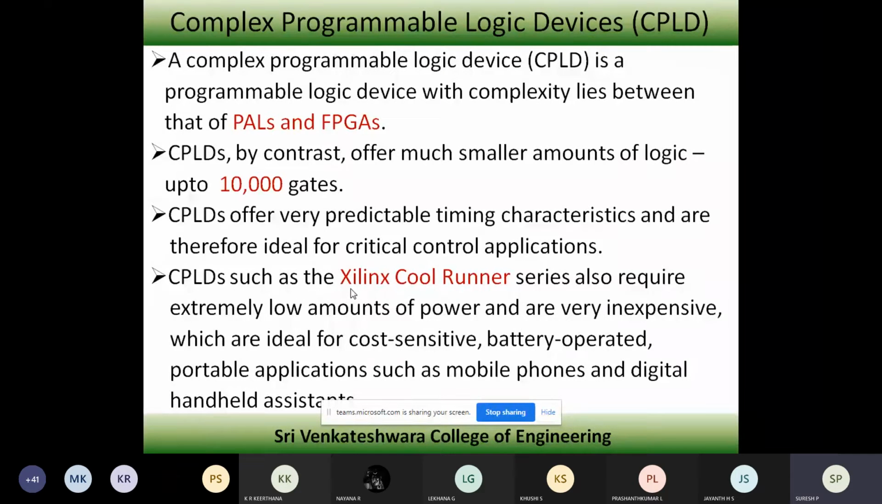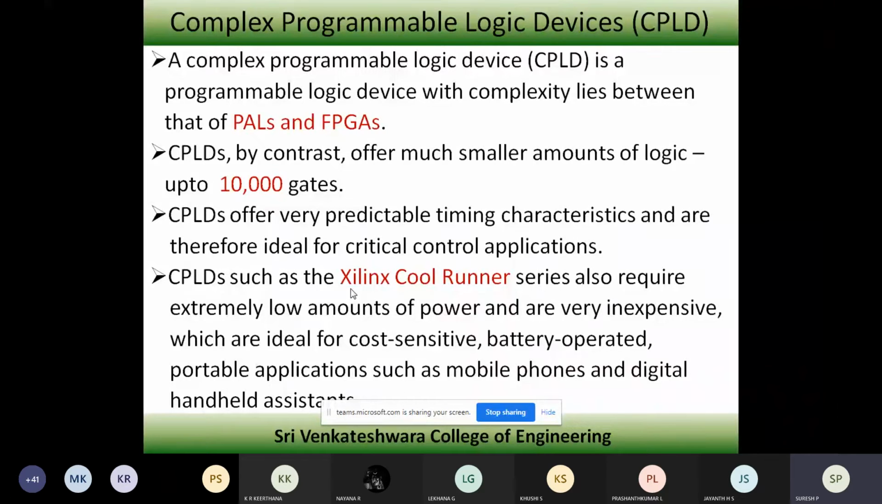And when we have these particular features, I can make use of this particular IC where it is cost sensitive, where I have to build the application with less cost and which will be battery operated, since the amount of power consumed is less. If the power consumed is less, obviously I can run it on a battery. So you can use this type of CPLD where it is ideal for cost sensitive, battery operated portable applications.